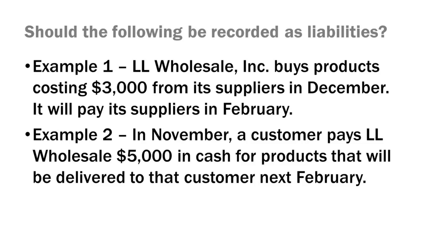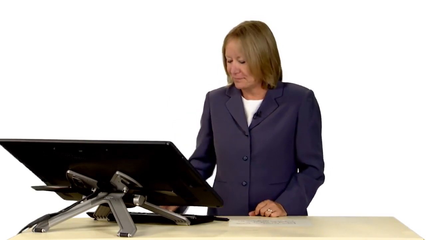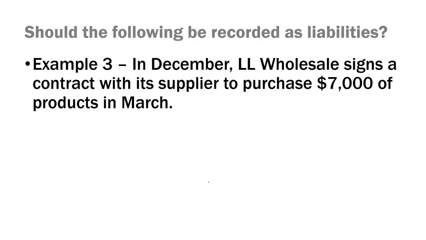We would call that deferred revenue, which is sometimes called customer deposit or customer advance or unearned revenue. But it's a liability that indicates the company's received cash and needs to provide products or services in the future. Okay, a third example. In December, LL Wholesale signs a contract with its supplier to purchase $7,000 of products the following March.